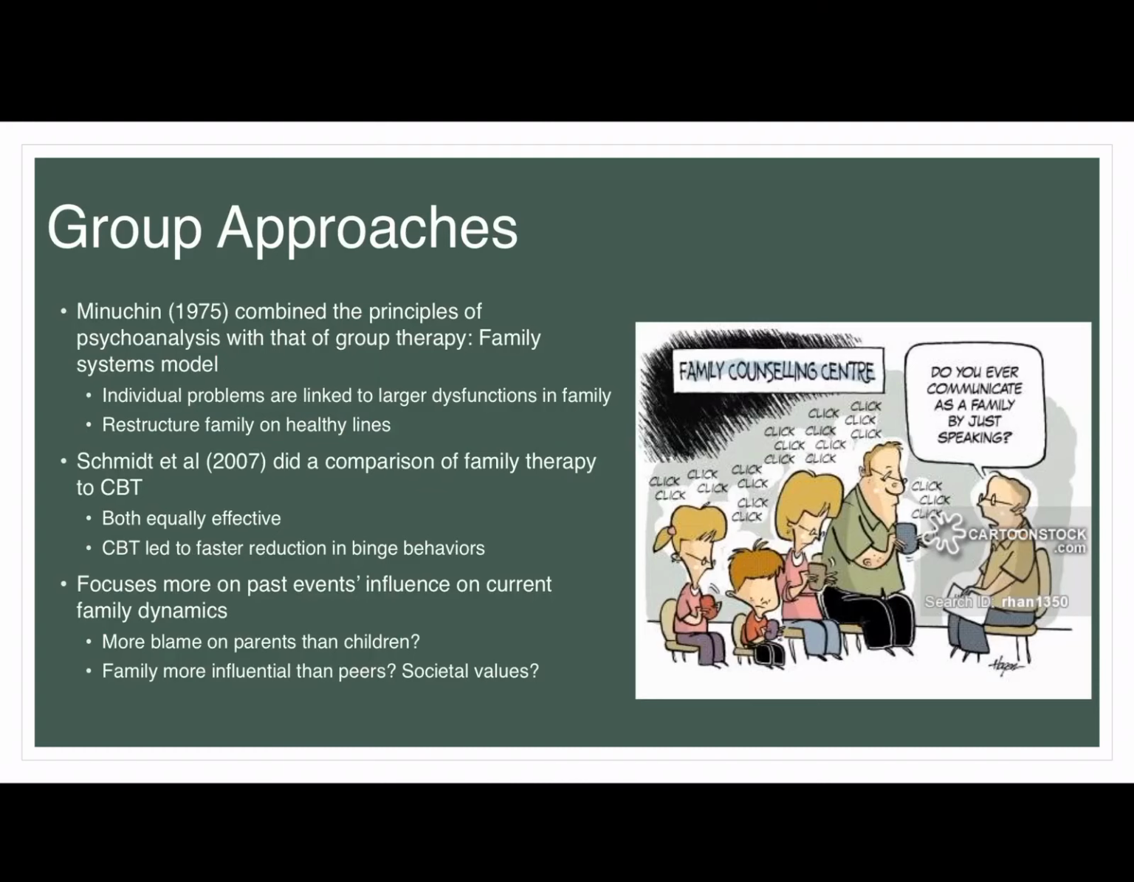If we compare family therapy to cognitive behavior, both of them are equally effective. Cognitive behavior was faster on reducing the binging behaviors, but if we looked at duration and therapy treatment programs, both of them recovered at the same fast rate. Some people criticize this because it focuses too much on the past rather than current issues. Are we really blaming all of our parents for my individual choice, for my behaviors? And how much responsibility, how much blame goes to the parents for those individual actions?